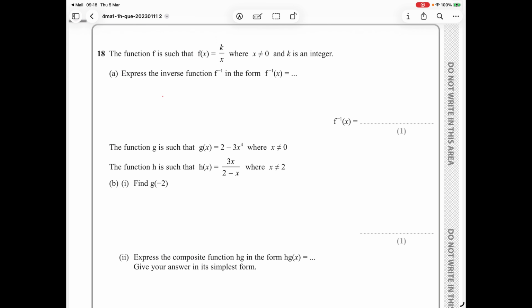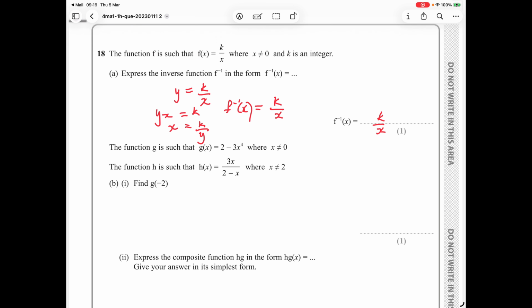So we just do y equals k over x, and then we do y times x equals k, and x equals k over y, all of which means we now replace y with x, and that means that f to the minus 1 of x equals k over x, which is exactly the same thing as f of x.